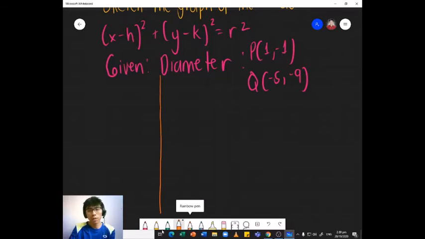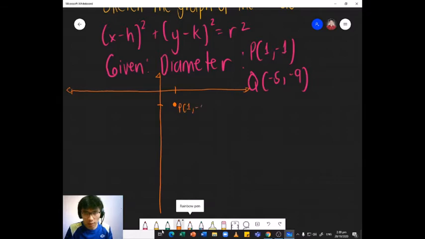Positive 1 and negative 1. So most probably this is located on the third quadrant. Here we go. Let's try to graph point P. So this is now point P, that is positive 1 and negative 1. Basically this is the location of our point P, that is 1 and negative 1.